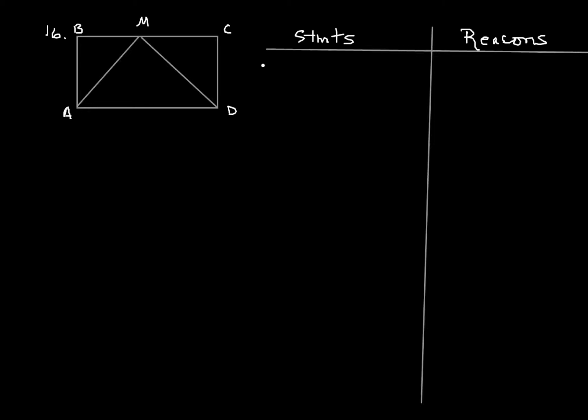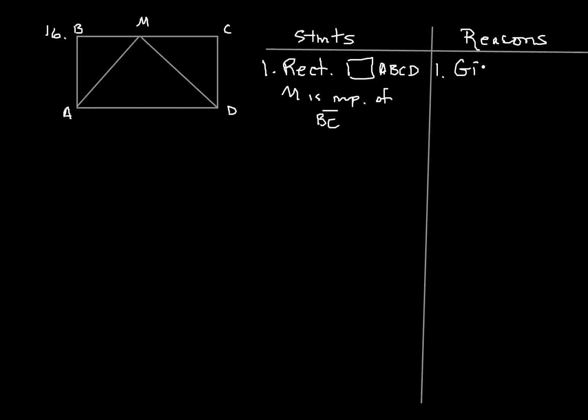All right, 16, we're given different things. We're given rectangle. So that gives us different things to work on. So we're given rectangle ABCD, and we're given another part. This one's a little bit easier. We're given M is the midpoint of BC.